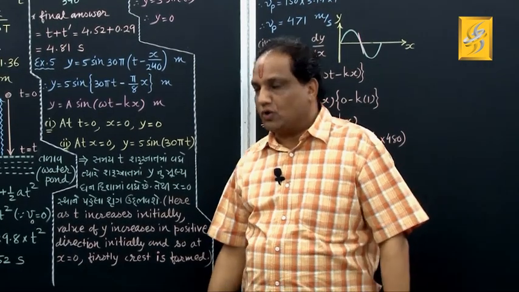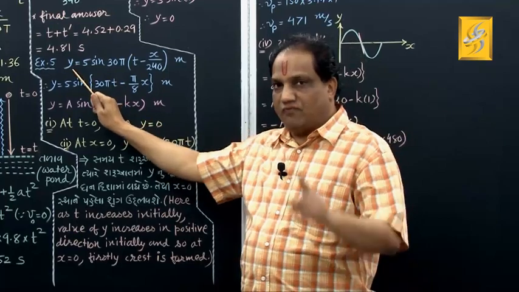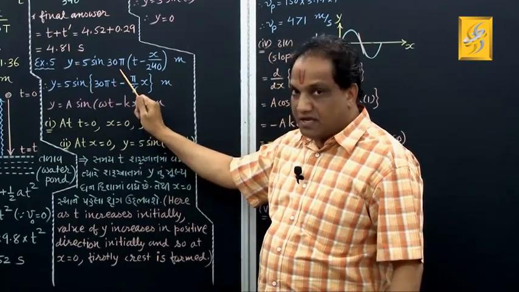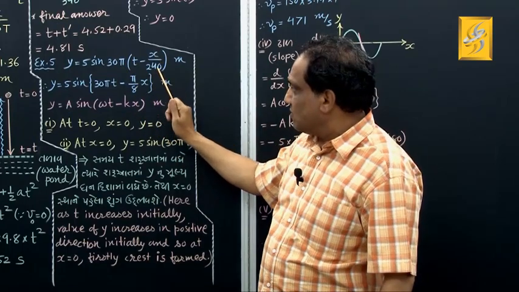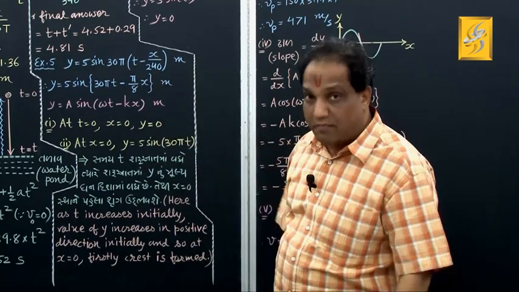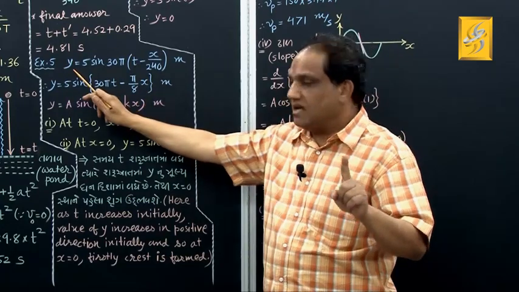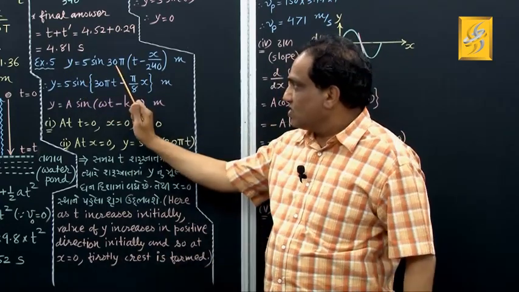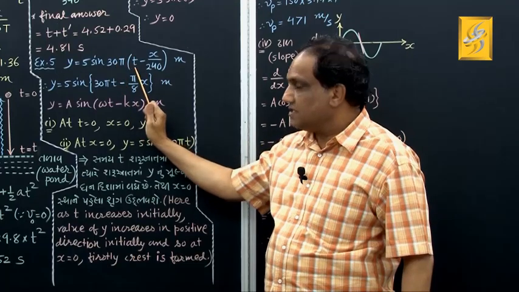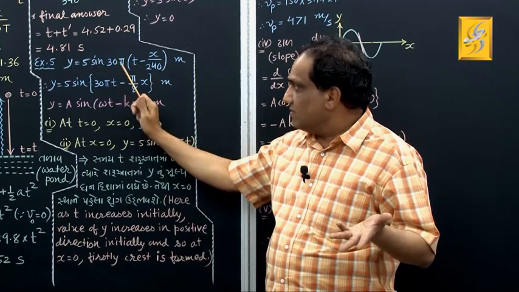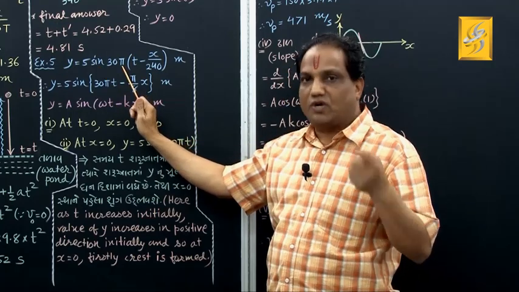Have you read it? Look, they have given one wave equation which is y equals 5 sin 30 pi into bracket t minus x upon 240 meter. t is in second and x and y are in meter. Fine. First of all, take this 30 pi inside. Actually, one must not write it this way, because sin 30 pi is 0. You cannot write this way.